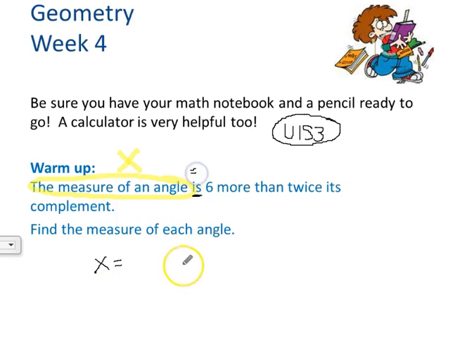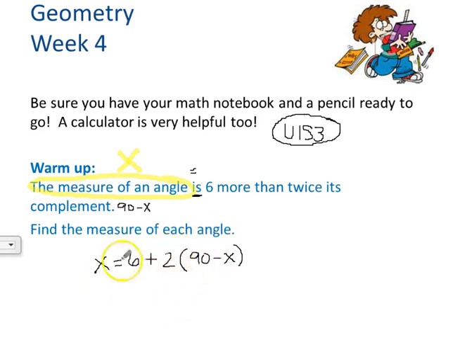"Is" represents equals. 6 more, so 6 plus, because it says 6 more, than twice, so twice means 2 times something. Twice its complement. So remember, a complement is when 2 angles add up to 90 degrees. So to find the complement, we would take 90 and subtract our angle measurement. So that is the equation that we're going to use to solve for x.